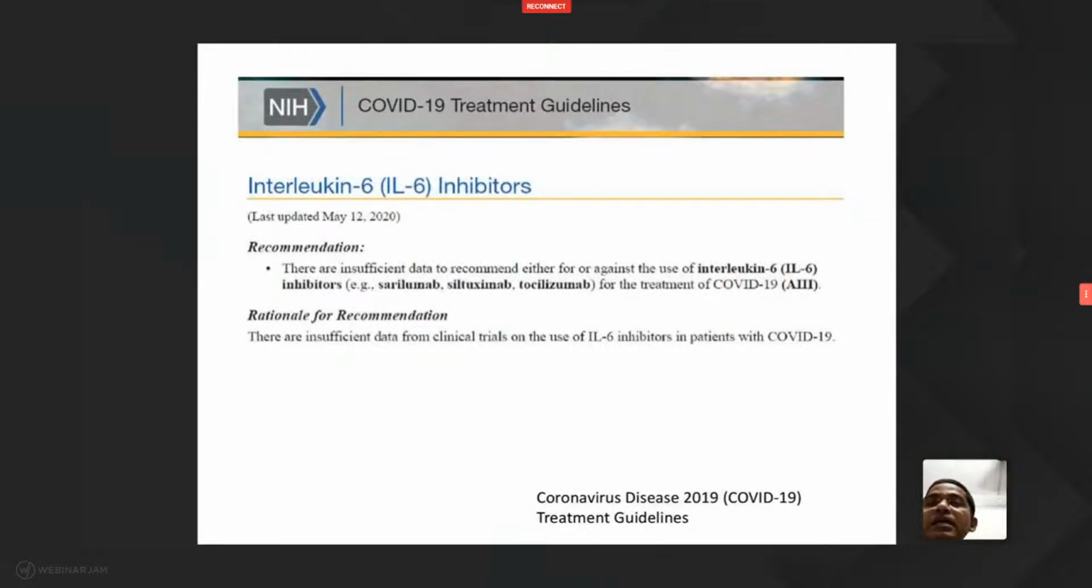This is the NIH guideline on interleukin 6: there is insufficient data to recommend either for or against the interleukin 6 inhibitors, that is all three drugs, sarilumab, siltuximab and tocilizumab, for the treatment of COVID-19.